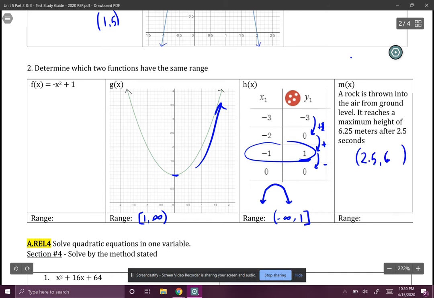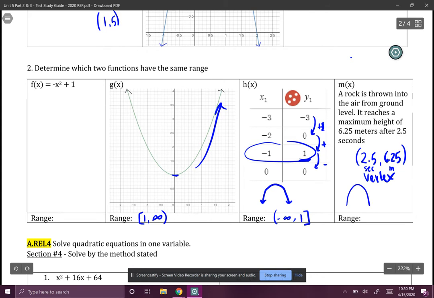So the point of our vertex is going to be 2.5, 6.25. 2.5 comes first because time is always independent. That represents our seconds, and height in meters represents our y value. In 2.5 seconds, the rock is 6.25 meters in the air. The meters, how high it is in the air, depends on how many seconds have gone by.